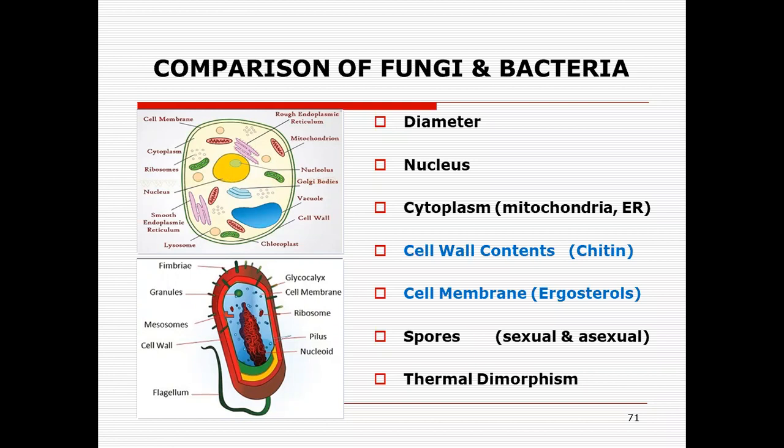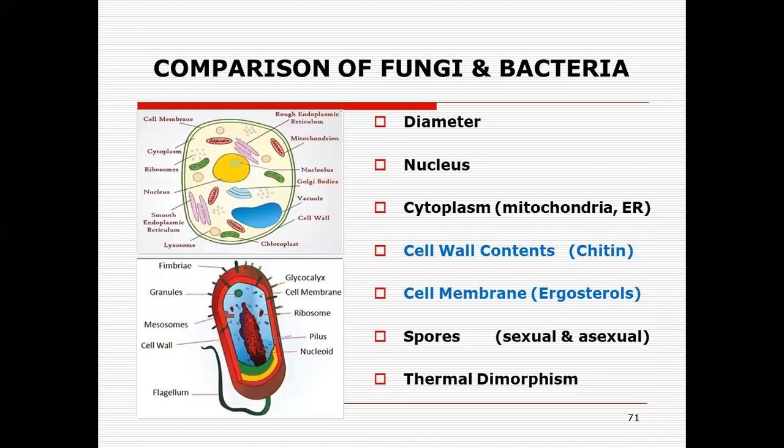Whereas if you look at the bacteria, we do not have membrane-bounded structures. It's really different. The cell wall and the cell membranes are different, and the nucleus is not in the form of a true nucleus, and we have the fimbriae and granules. So these are the major differences. If you look at the diameter, it may not be that significant with reference to the critical differences between the fungal and the bacterial cell.